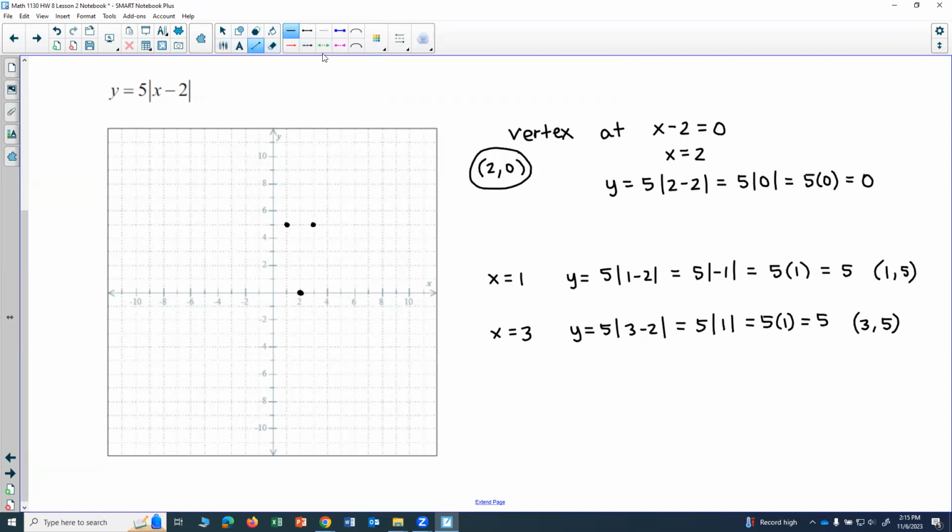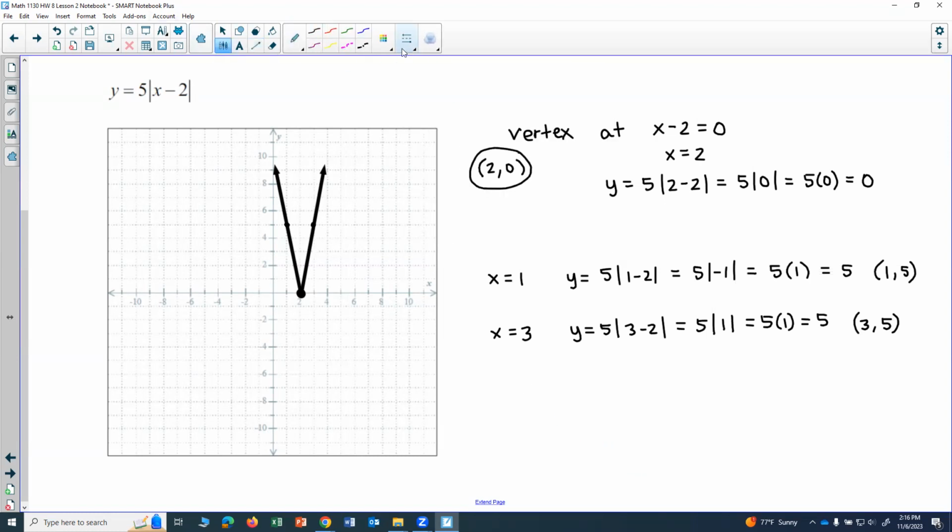And once I have those plotted, I would just connect them with a ray. So I'm going to go ahead and start at the vertex, connect with the left-hand point, do the same thing, start at the vertex, connect with the right-hand point. And in this case, it's an upward-facing V because the coefficient in front is a positive. That 5 is a positive. So that would be my graph of the absolute value function y equals 5 absolute value x minus 2.